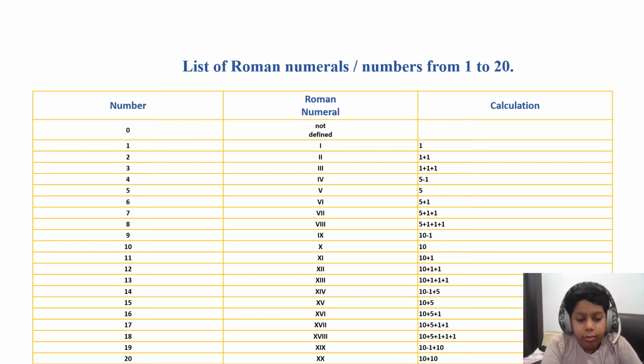11 is 10 plus 1. 12 is 10 plus 1 plus 1. 13 is 10 plus 1 plus 1 plus 1. 14 is 10 minus 1 plus 5. 15 is 10 plus 5. 16 is 10 plus 5 plus 1. 17 is 10 plus 5 plus 1 plus 1. 18 is 10 plus 5 plus 1 plus 1 plus 1. 19 is 10 minus 1 plus 10. 20 is 10 plus 10.